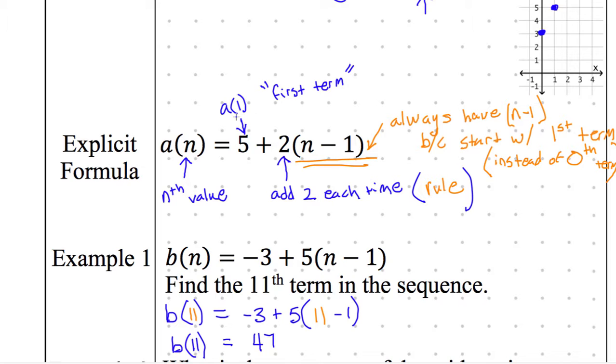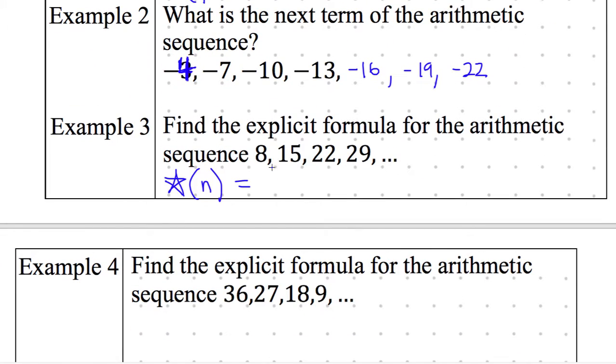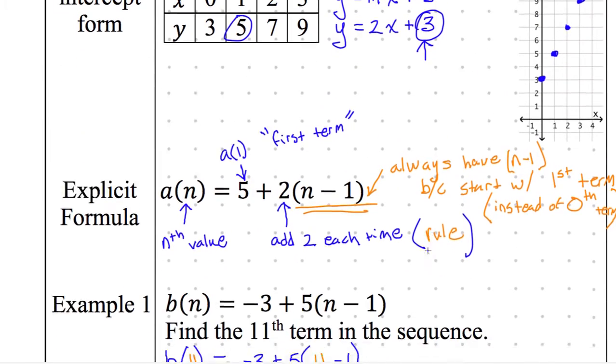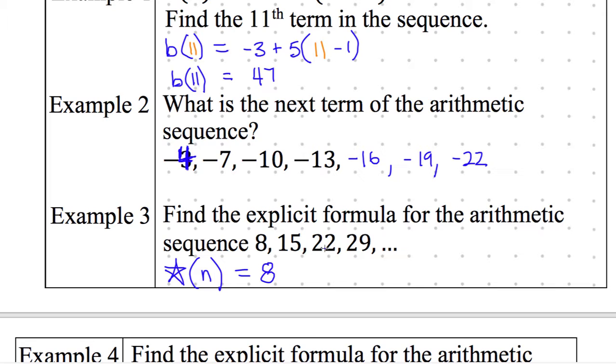This a of 1 is our first term. So what's our first term? There it is, 8. Now I'm going to do this thing. The pattern, the rule. Well, what is the rule here? What did I do each time? You do a +7. +7, and then I always, always have n-1. I'm going to put that in red because you always have this. n-1. You always have that. Done. You just solved it.